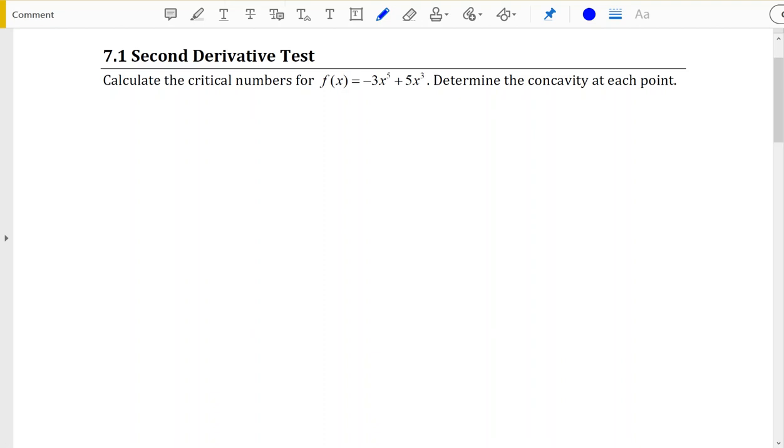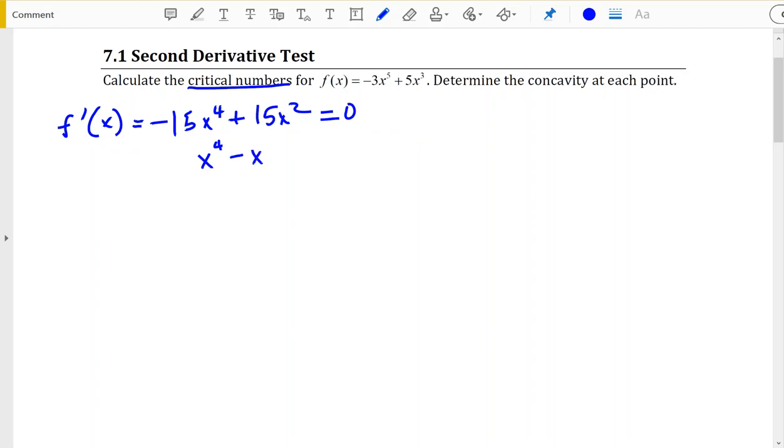Now that you had a chance to solve for critical numbers yourself, we'll remind ourselves that the critical numbers are all of those points where the first derivative is either equal to 0 or undefined. So our first derivative is negative 15x to the fourth plus 15x squared. And while this function will never be undefined, we can calculate when it will equal 0. We'll divide both sides by negative 15, giving us x to the fourth minus x squared equals 0.